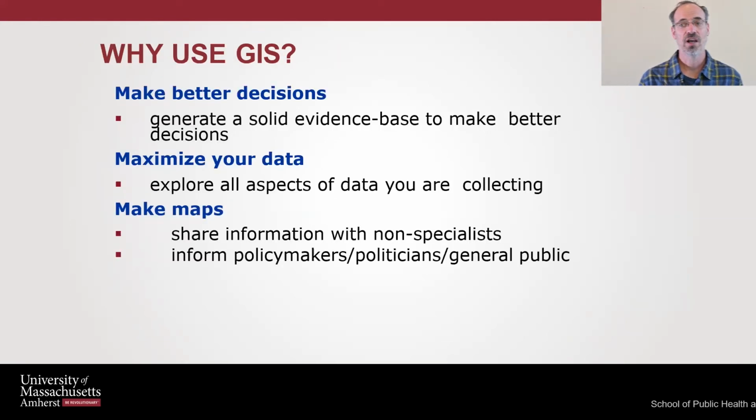So why do we use GIS? It allows us to make better decisions. It creates a solid evidence base to make better decisions to do things like deliver public health resources. If we don't know where the people are who need public health resources, then we can't deliver them. And GIS is one way that we can target our resources to the place where they're most needed. We can maximize our data.